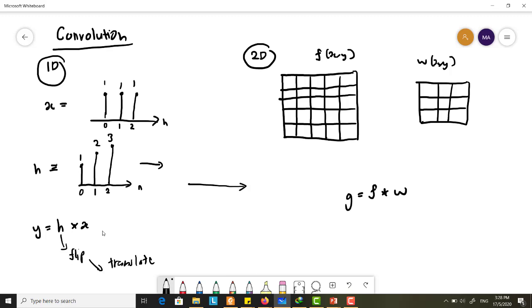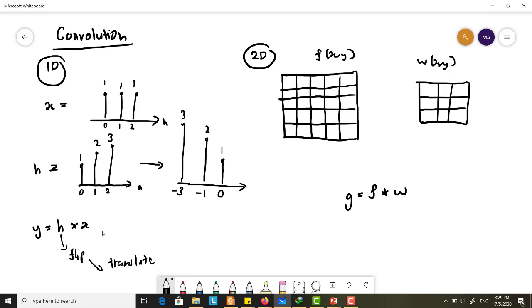The one at 0 must not change, because you flip at 0, since that is the reference point for flipping. So anything at n equal to 0 does not change. This one has amplitude 2. Now this one becomes -1, and this one becomes 3 at n equal to -3. This is the flipped version of hn.